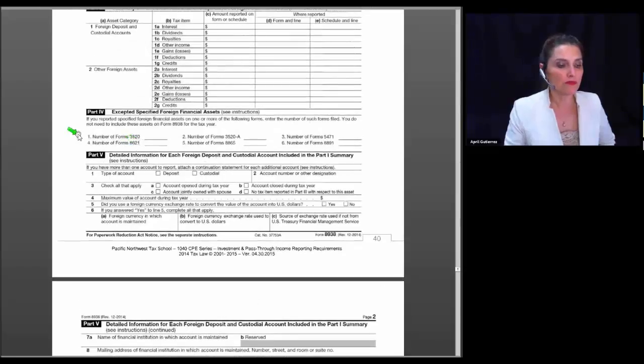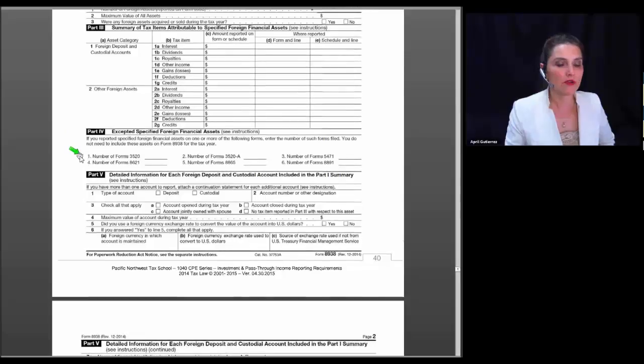Now, if you are reporting income or ownership of foreign financial assets on another form, such as 3520 or 8891, you do not also need to report it on Form 8938. And so if that's the case, you would indicate how many of these other forms you filed instead.